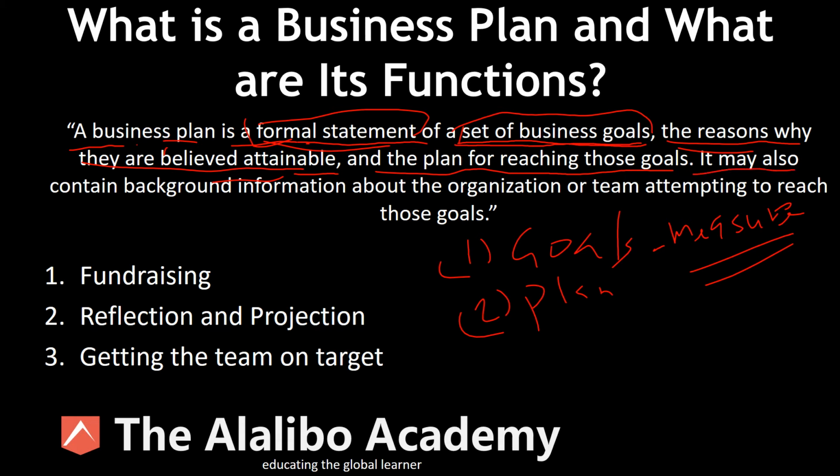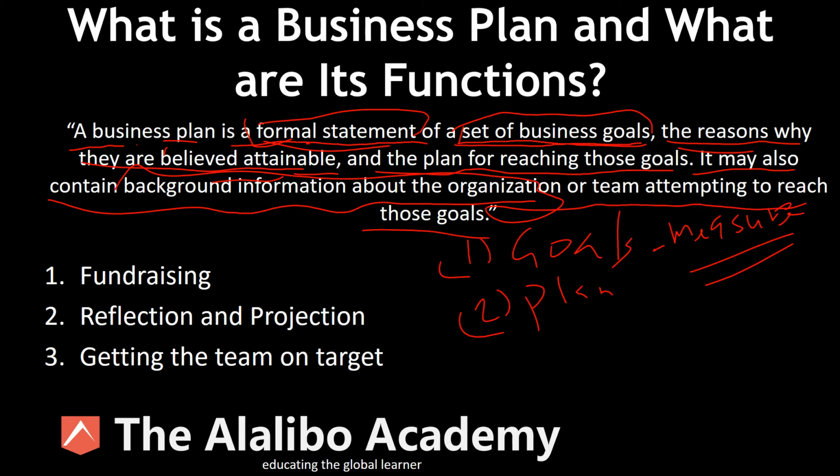Okay, so it says it may also contain background information about the organization, right? Again, very important, or the team attempting to reach those goals. So we need to know some information about the team. For example, who is on the team, what are their qualifications, their credentials, the roles they play, what experiences they have. Some background information about the organization, how long it's been in business, for example, is it a leader in the industry, etc. Those things are important as well.